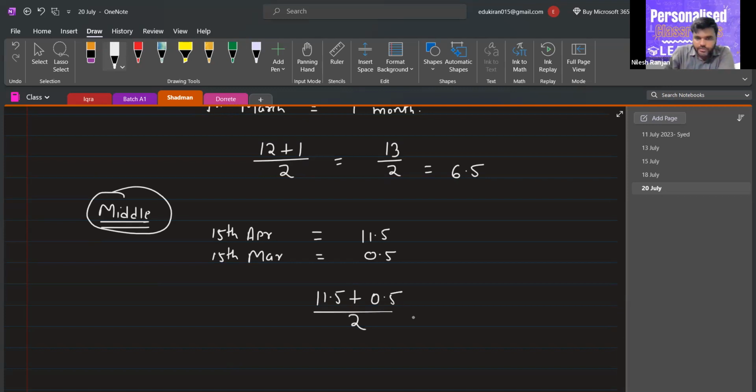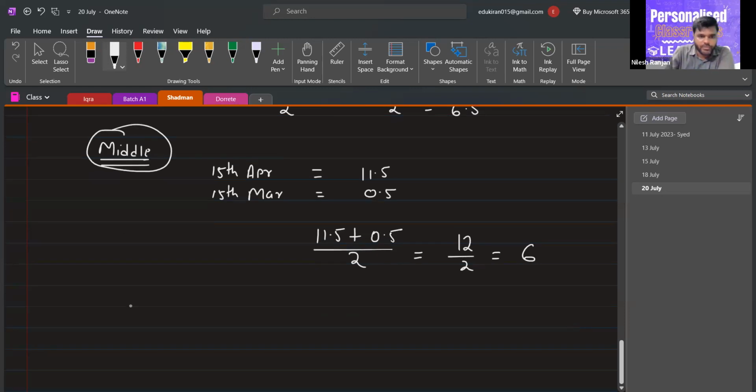$11.5 plus 0.5 divided by 2, total 12 divided by 2 is 6. Okay, sir. And if it is in the last of every month, end of each month, then the first drawing will be 30th April, and the last drawing will be 31st March.